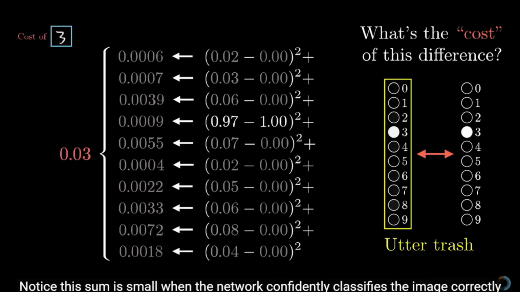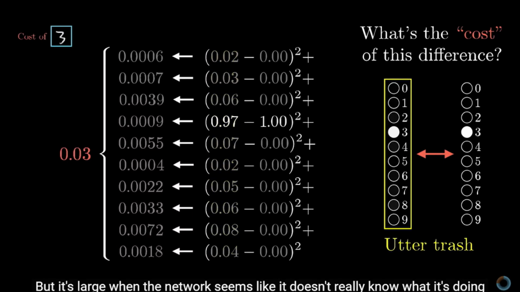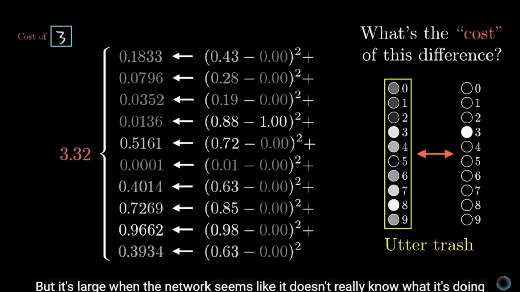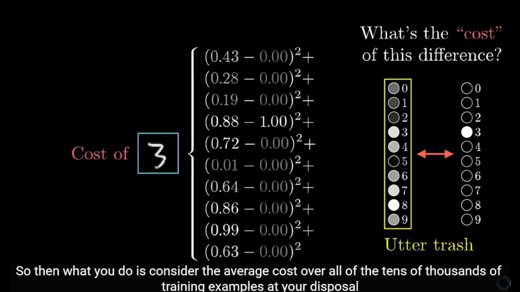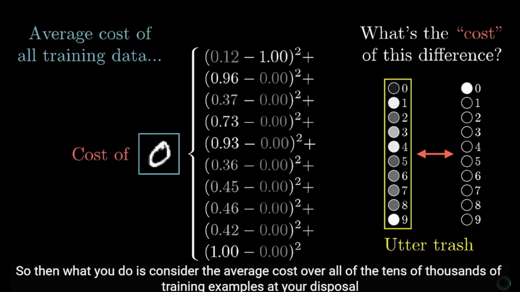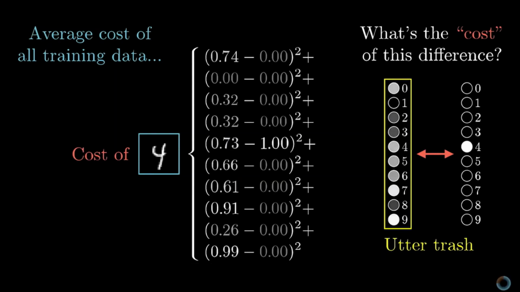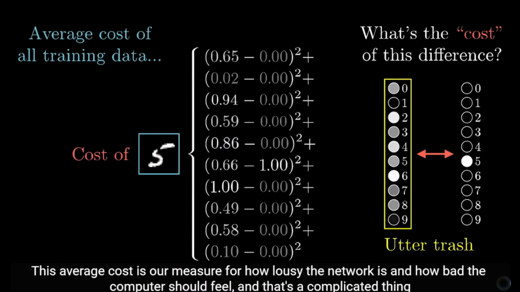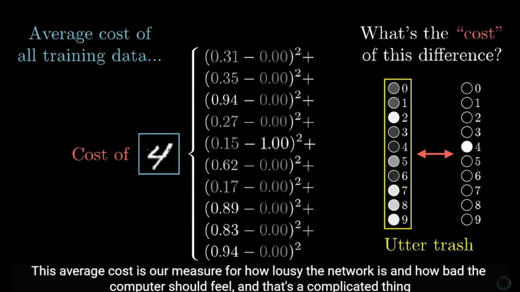Notice, this sum is small when the network confidently classifies the image correctly, but it's large when the network seems like it doesn't really know what it's doing. So then what you do is consider the average cost over all of the tens of thousands of training examples at your disposal. This average cost is our measure for how lousy the network is, and how bad the computer should feel.